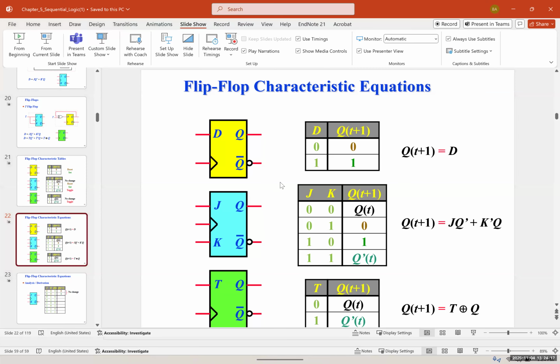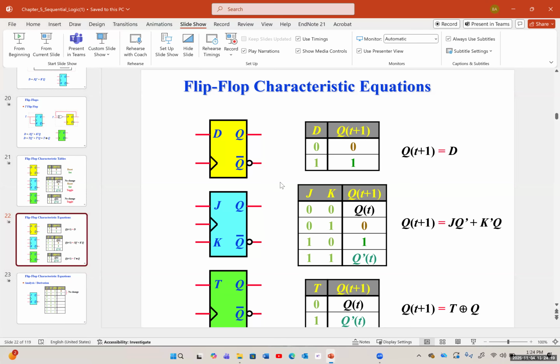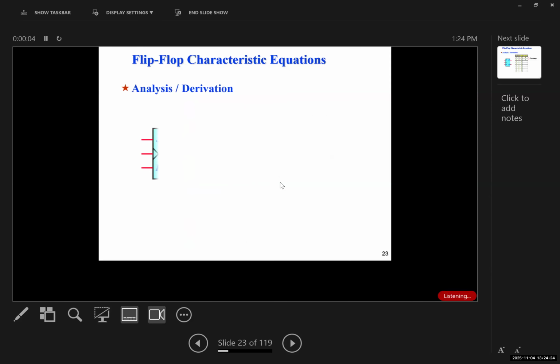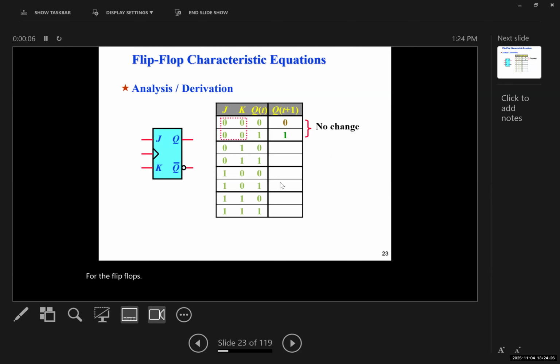Now let's solve a problem for the flip-flops. Now we want to analyze a JK flip-flop using the truth table and K-maps.